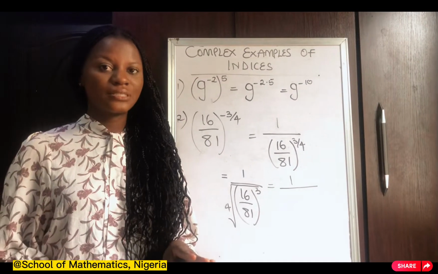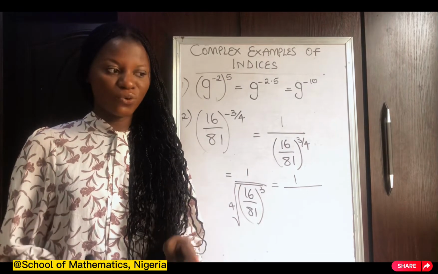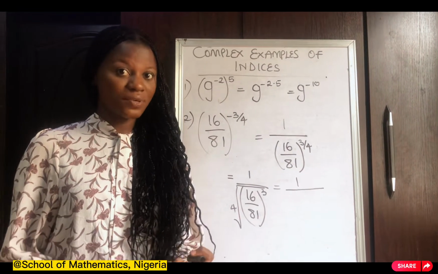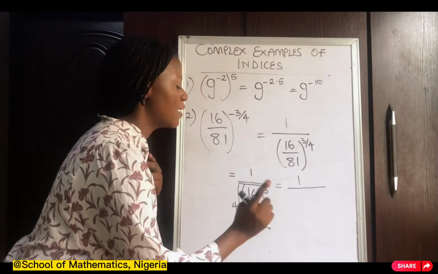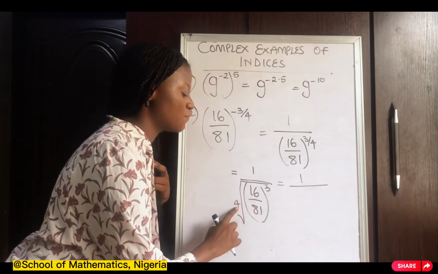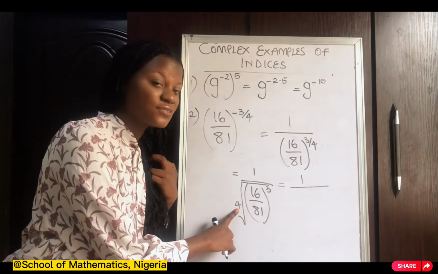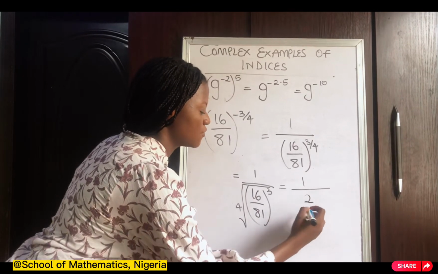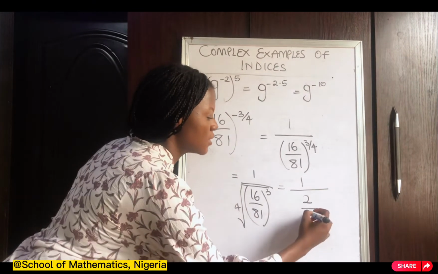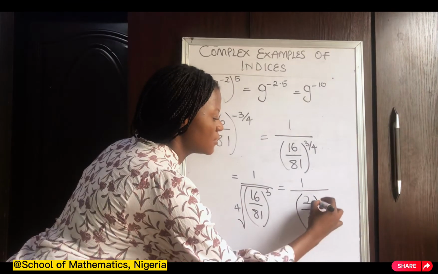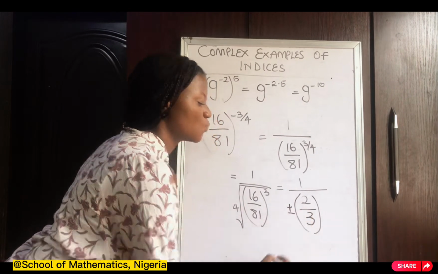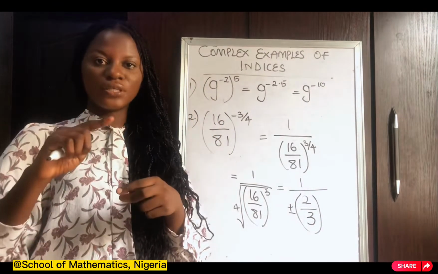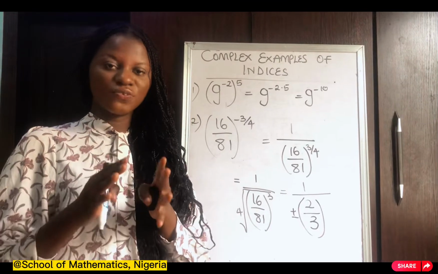I don't want it to look too complicated. I want you to understand. That's why I'm here, right? So you know that you can have the fourth root of 16, right? The fourth root of 16 is 2. And the fourth root of 81 is 3. And remember that this can be plus and minus. Whenever you have the root of something, it's always the plus and minus of that thing.